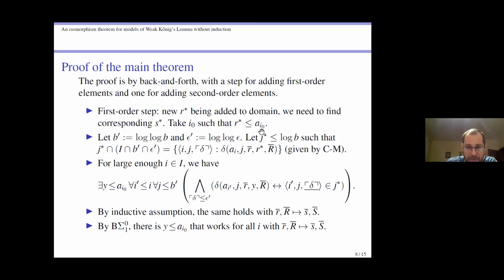with the property that the intersection of the finite set, the M finite set coded by J star with, this should be a Cartesian product, I apologize. Only the first intersection should be an intersection. These guys should be Cartesian products. So with the cut I times, the initial segment 0 up to B prime times the initial segment 0 up to E prime, that it consists of those indices I in the cut I, those parameters J, and those formulas delta, for which delta holds of AI, J, and the tuple domain extended by R star.